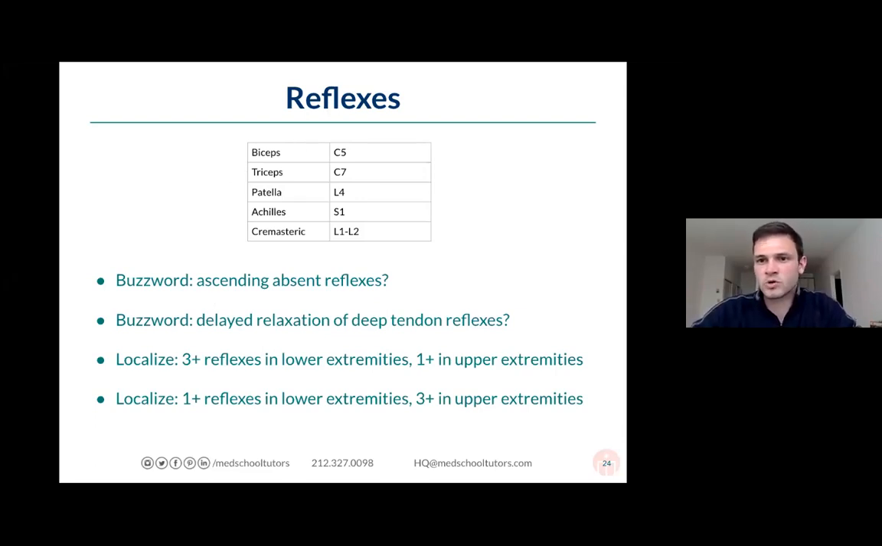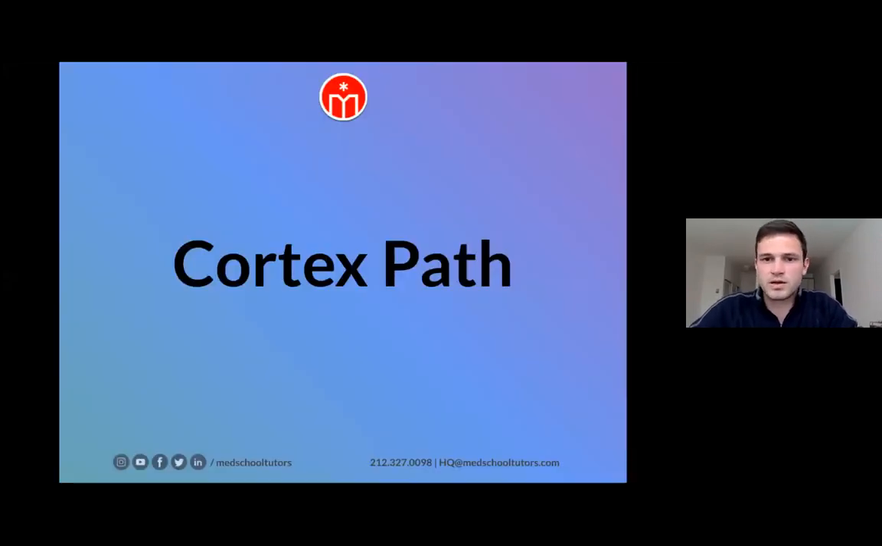Avery's asking about Brown-Séquard, which we will do. Hans is asking about syringomyelia, which we will also do. All right, I'm going to go speedier.